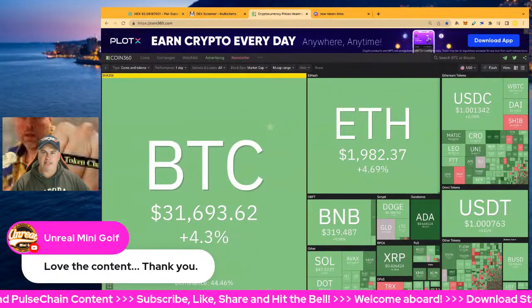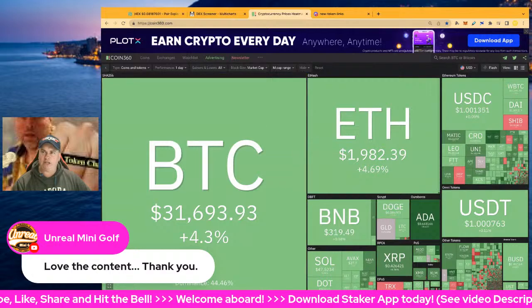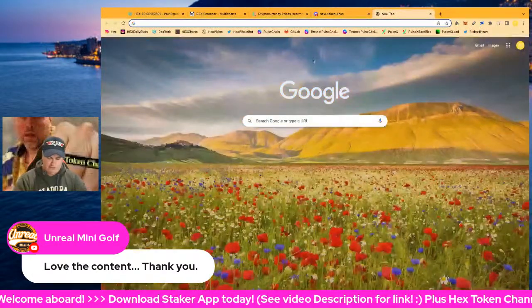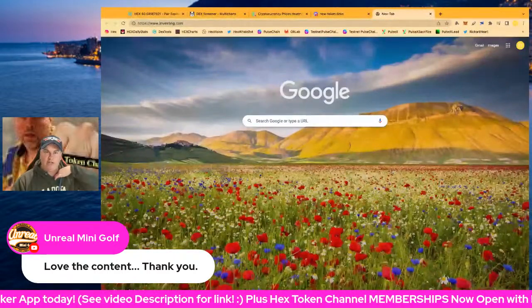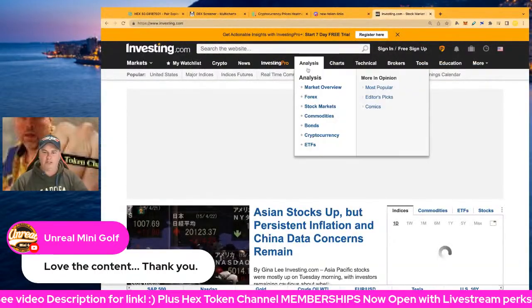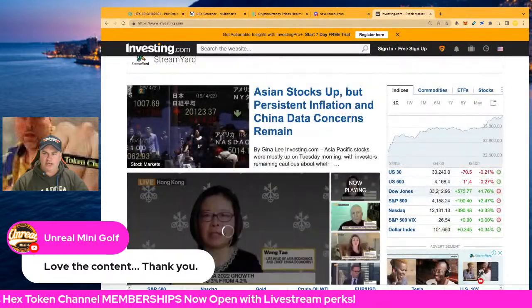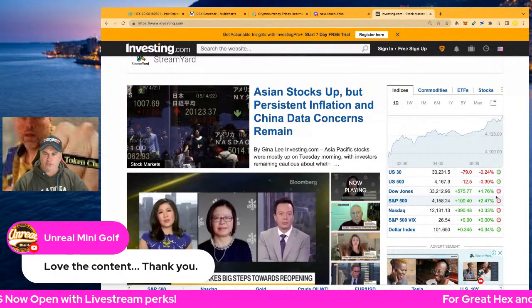I know the stock markets did a pretty decent recovery on the Friday. So we'll see how we get on. I'm not sure what they've done today. Let me just go to investing. I'm not sure what they did yesterday. The whole of this year is going to be volatile, so I'm expecting that. The Dow Jones closed 33,212, S&P 4,150. So they're all in positive territory there.